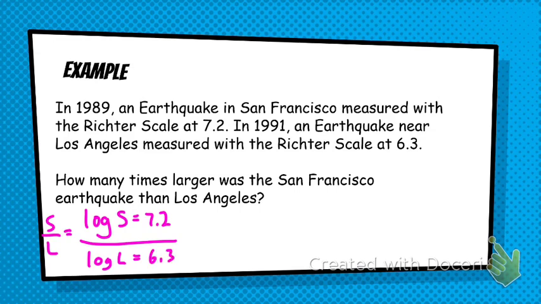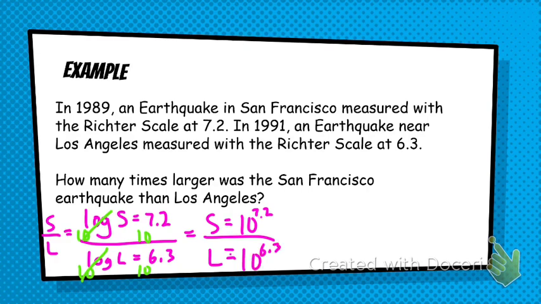And then from here, because I'm asking how many times larger San Francisco is than LA, I want to set this up so that I have 10 to the power of something. In order to do that, I need to get rid of my logs, and to get rid of my logs, I need to exponentiate using my base. When the base is not written, it is assumed to be 10. So if I do 10 here and a 10 here, that cancels the logs. Over here, this becomes S equals 10 to the 7.2. Over here, I do the same thing, cancel those, and this tells me that L equals 10 to the 6.3.